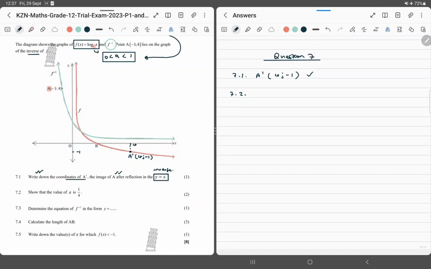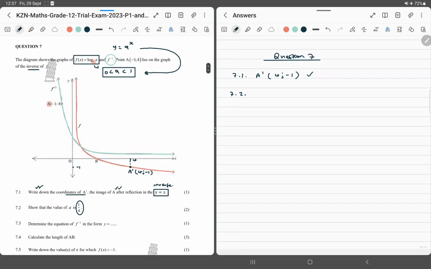7.2. It says now show that the value of a is a quarter. Can you see that's a value less than 1, greater than 0? So it makes life easier, right? And why should a be greater than 0? We never have a negative base, do we? We don't accept that. Because if we change that to a log, you will see that we can't take a log of a negative. So that is why these things must be like that.